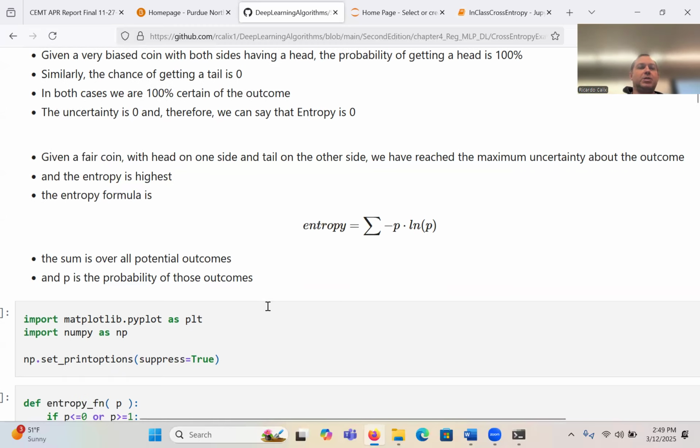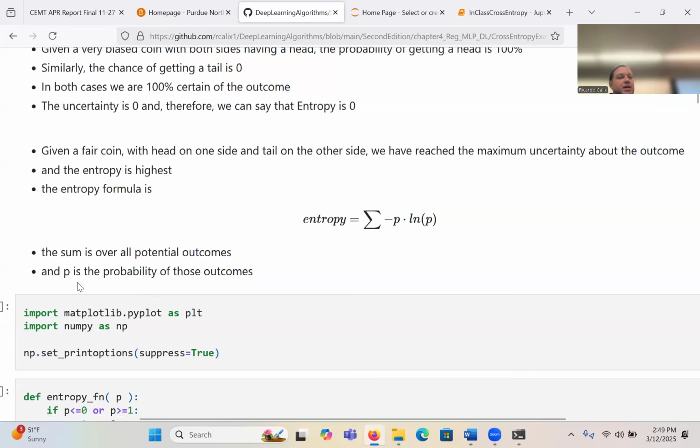So the sum is over all potential outcomes, okay? The P, as I've stated, is the probability of those outcomes. So you obviously need that data, but usually you have that data from your data set.